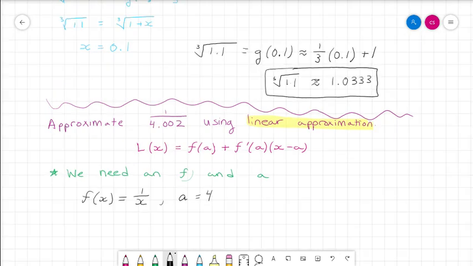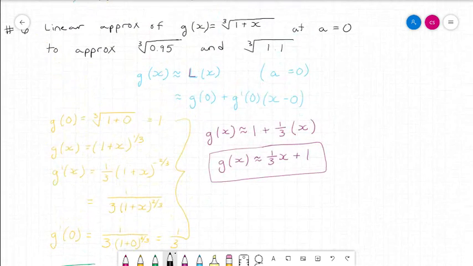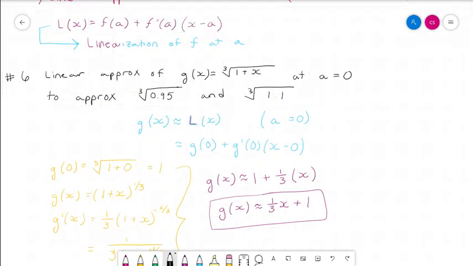All right, so just to kind of relate it back to this example up here, they just jumped in and they wanted you to approximate these values without giving you g and a. So we had to be a little bit creative in our example. We had to figure out the function and the a value first, and then we can use it to approximate values close to a.